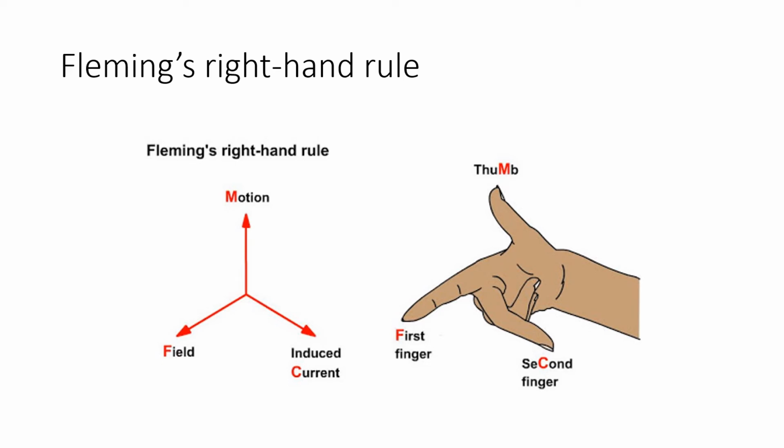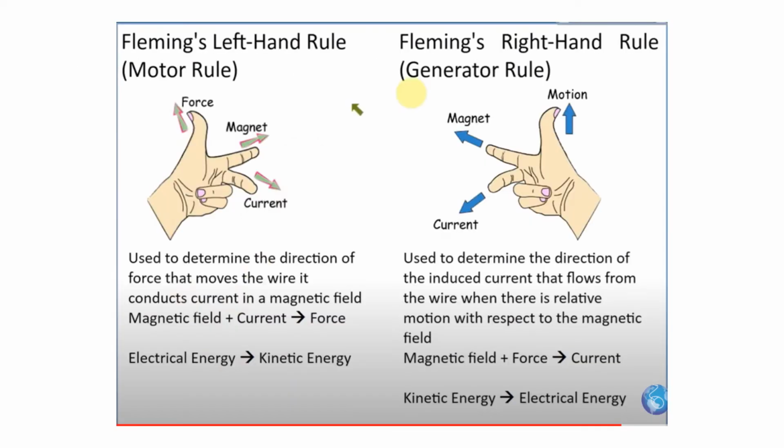The thumb is still representing the motion. The first finger represents the magnetic field, same as the left hand rule. And the second finger represents induced current. These are the differences between Fleming left hand rule and Fleming right hand rule.